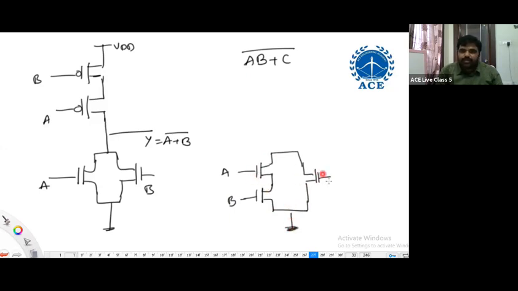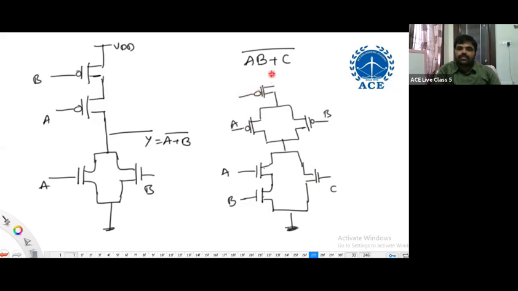So here it is ground, right? AB, C. Now, what is the dual of AB in series? That AB must be in parallel. Everyone might know this, but I'm doing a quick revision. AB in parallel, and this network is in parallel to C. That means this network must be in series with C. Here we are getting VDD, here it is C. No doubt we are getting AB plus C whole bar.